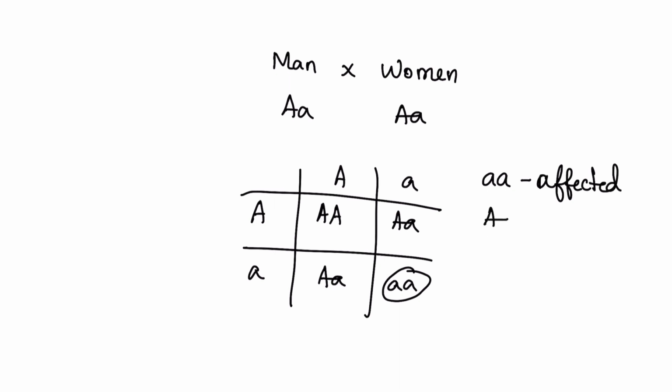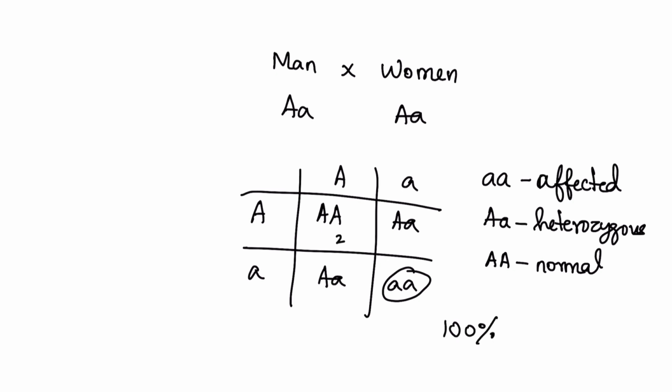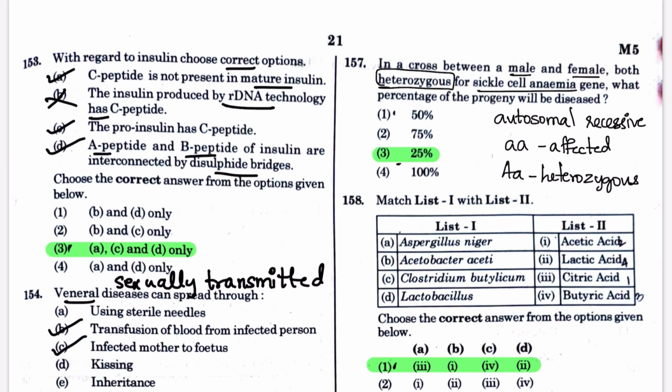Okay, capital A, small a, they are heterozygous condition. You can keep them as carriers. And capital A, they are normal person. So the question is, they are asking you the percentage affected. So totally if I take this full box as 100%, each box will contribute 25%, right? So each would be 25. They are asking you this affected alone. So the answer would be 25.